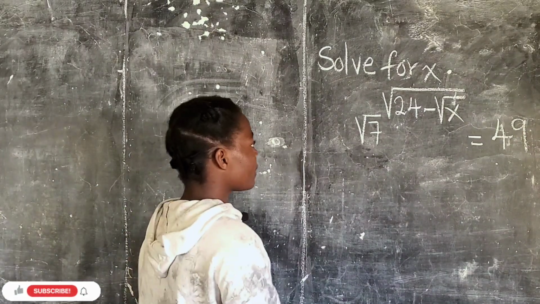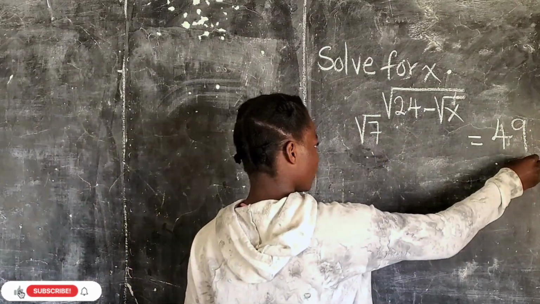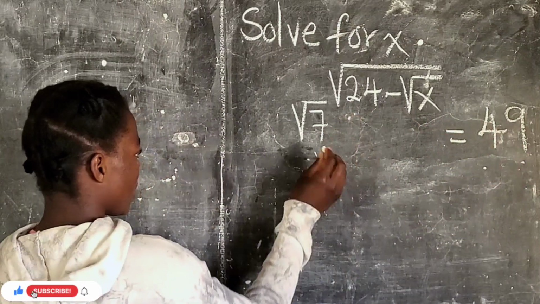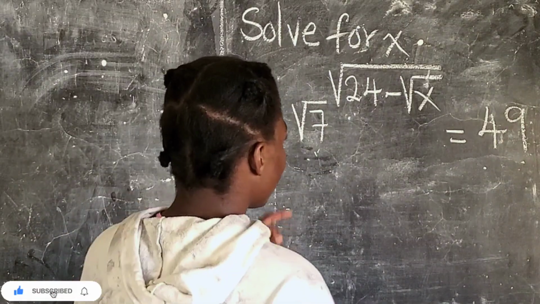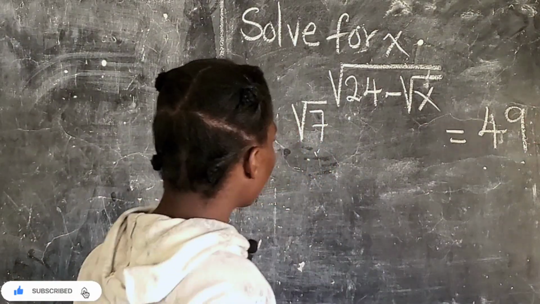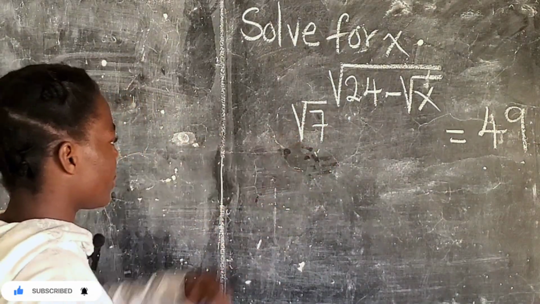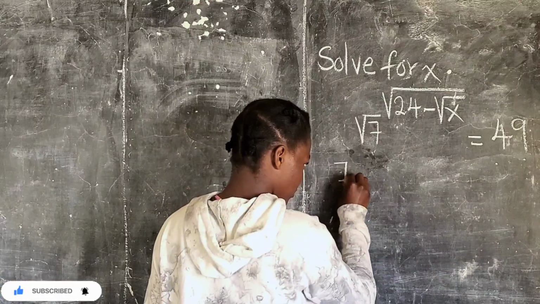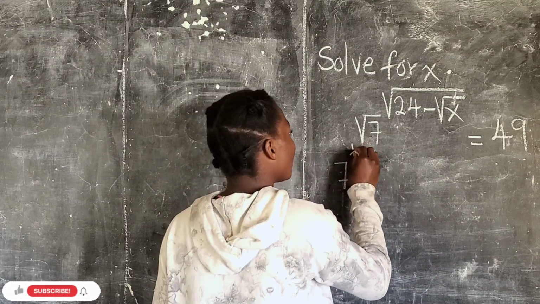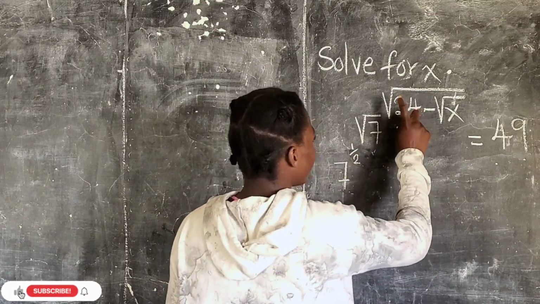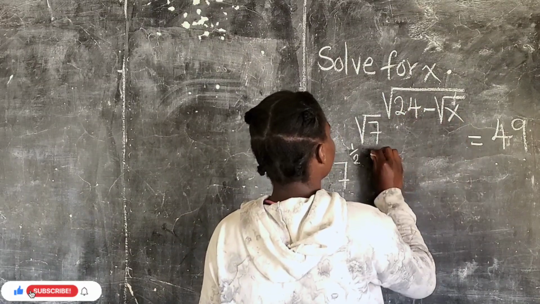In this question, we have to have the same bases. We have to make sure that the bases are the same. So to make the same bases, this square root of 7 can be written as 7 to the power 1 over 2, and then we write this power as well.